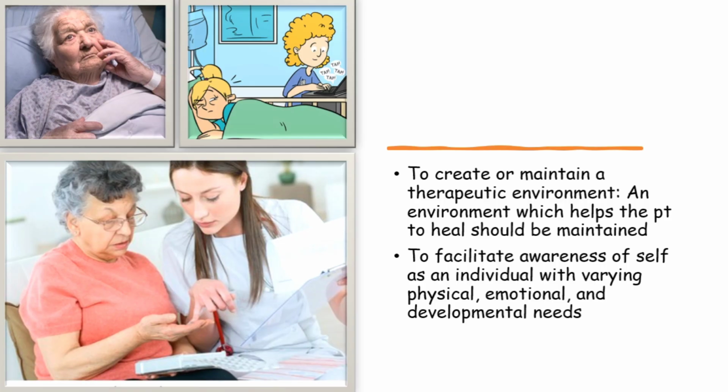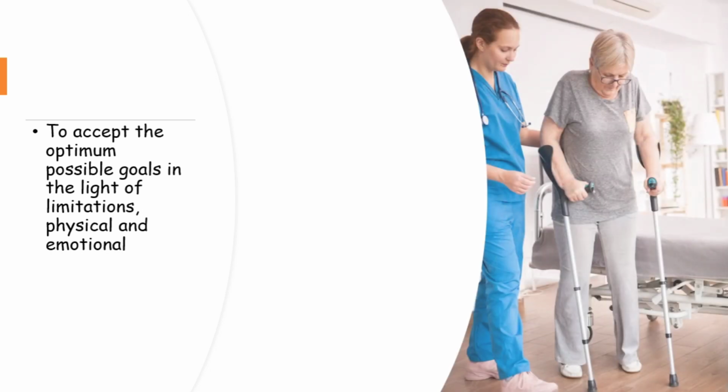Next is to accept the optimal possible goals in the light of limitations, physical and emotional. Patients will have certain goals in their mind, even with certain limitations, like one with hemiplegia likes to take a walk in the evening using a crutch. Nurse should accept that and help him to fulfill that.